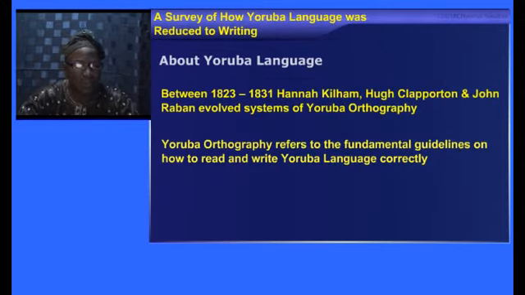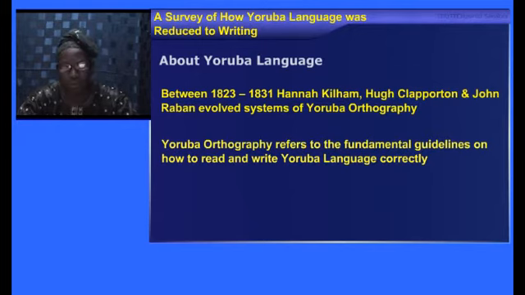Between 1823 and 1831, Hannah Kilham, Horclopatin and John Reban also evolved a system of how to put Yoruba language in a written form. This is the beginning of Yoruba Orthography. That is, the fundamental guidelines on how to read and write Yoruba language correctly.